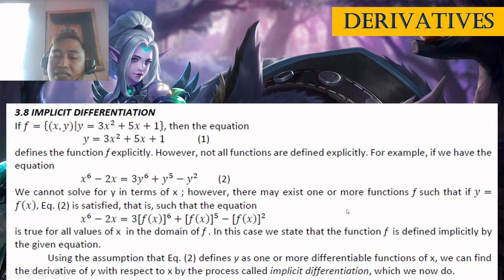However, there may exist one or more functions f such that if y is equal to f of x, equation 2 is satisfied. So using the assumption that equation 2 defines y as one or more differentiable functions of x, we can find the derivative of y with respect to x by the process called implicit differentiation, which we now do.